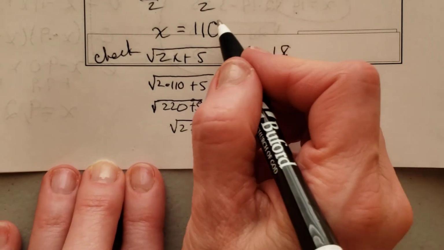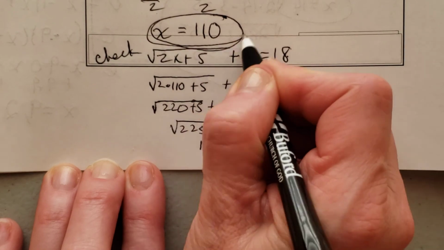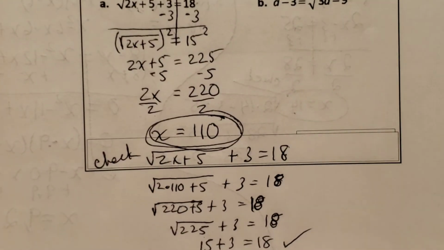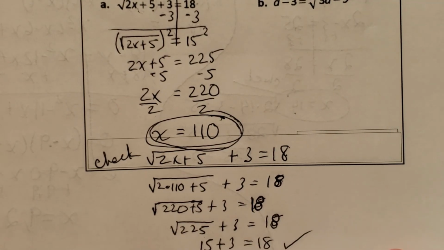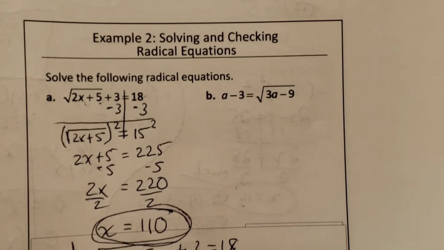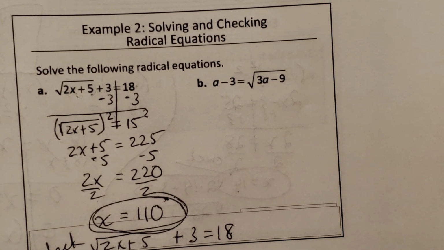So we know when we found out that x equals 110, since we checked our answer, we found out that was correct. That gave us a true statement, and so our answer is true. We have a good solution there.